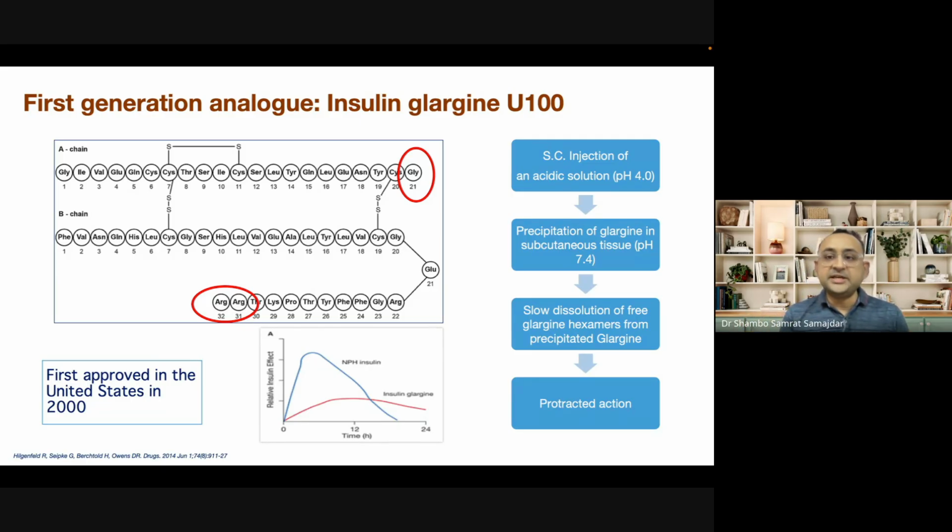With subcutaneous injection in an acidic solution, pH 4, there would be a precipitation of glargine in the subcutaneous tissue, and slow dissolution of free glargine hexamers from the precipitate, and that will lead to a protracted action. So you can see the difference in this image, the NPH insulin and insulin glargine, how much it is protracted in its action.